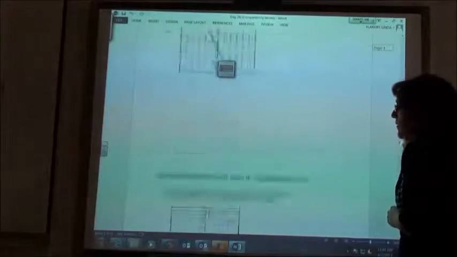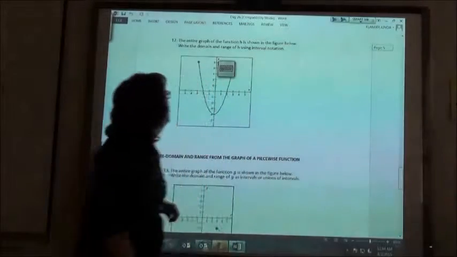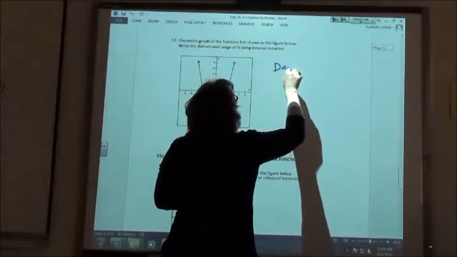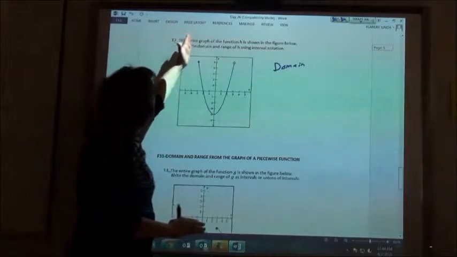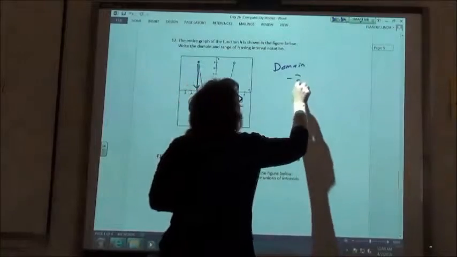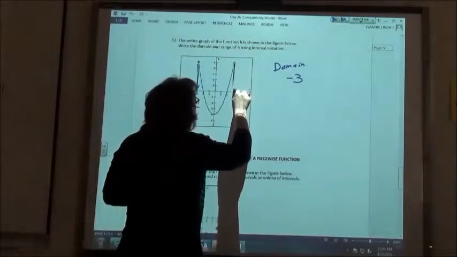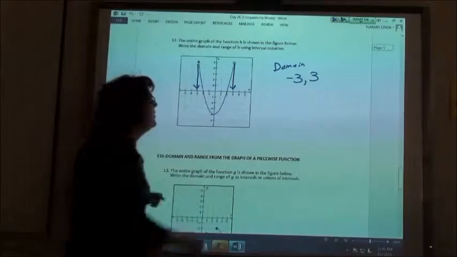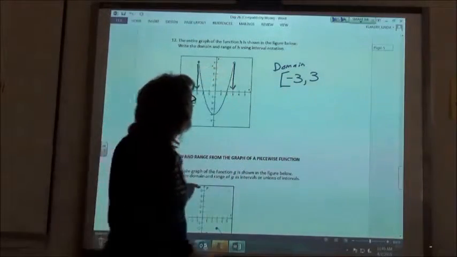One more of those. If we look at number 12, doing the domain and the range. So again, the domain, we're going from the left to the right. The farthest to the left point is this one right here. It has an x value of -3. Farthest to the right point, this one over here, it has an x value of +3. This one had a filled in dot, going to be a bracket. This one has an open circle, going to be a parenthesis.